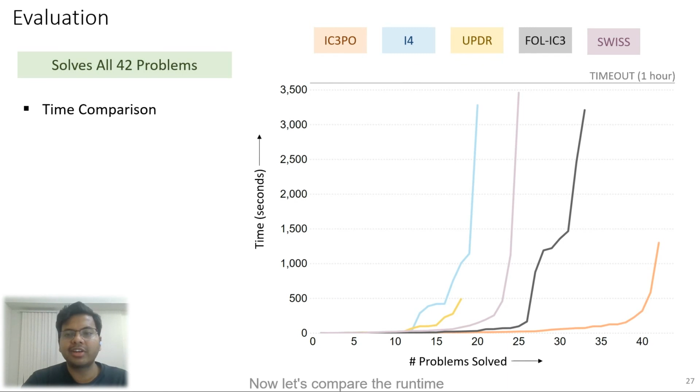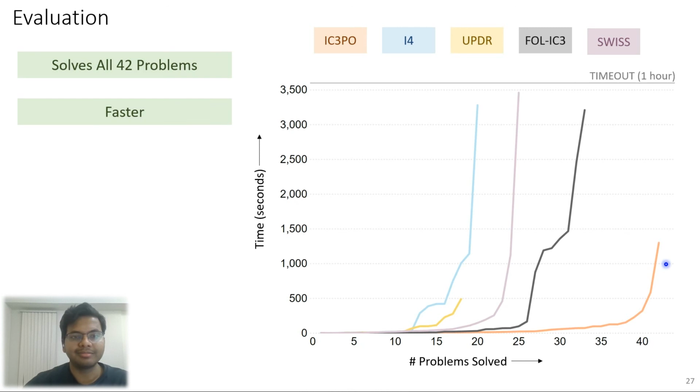Now let's compare the runtime performance of these different tools. Here we have a cactus plot presenting a runtime comparison. On the x-axis we have the number of problems solved, the more the better, and on the y-axis we have the runtime in seconds, the less the better. Overall, IC3PO solves all 42 protocols in much less time compared to other tools and is much faster.